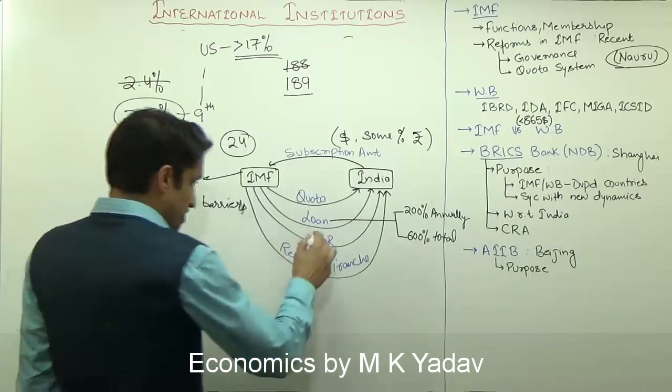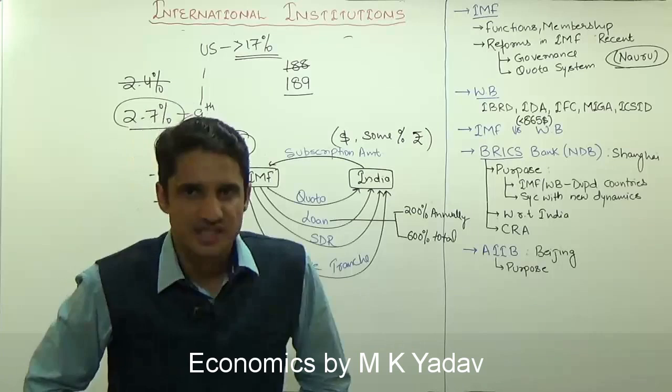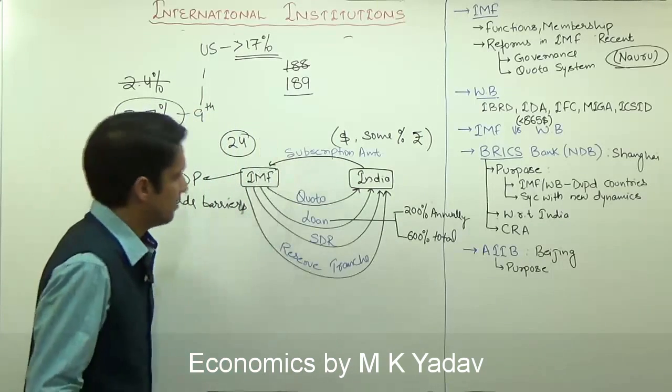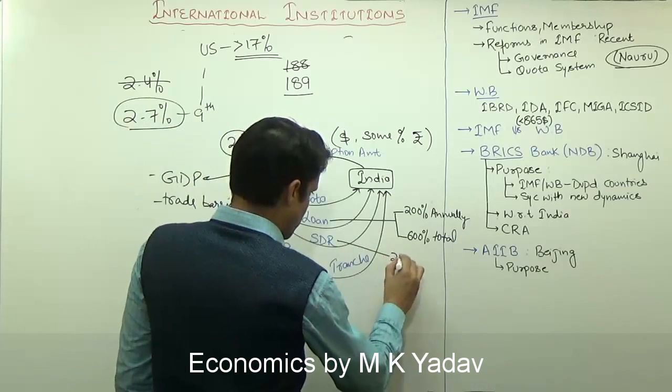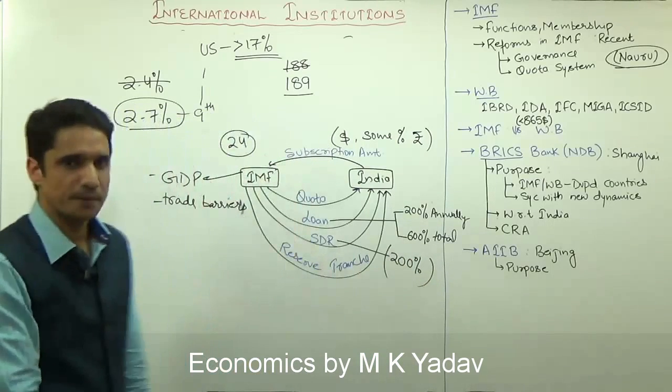Then you will also get SDR. SDR is a virtual currency, special drawing rights. They are issued by the IMF when you become a member of the IMF. SDR is nothing but 200% of your subscription amount.